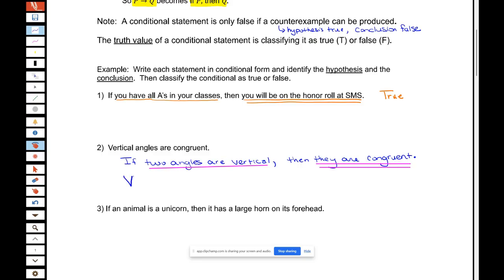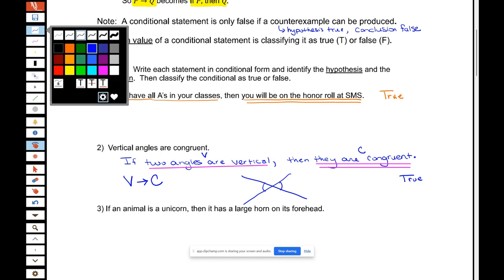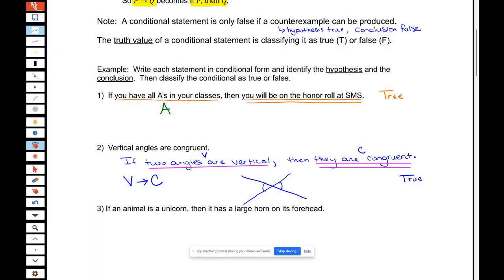And yes, you could write it in symbols. Let the hypothesis be V for vertical angles and the conclusion be C for congruent. And that is a true statement. It is one of the rules that we've learned so far this year in our first unit, that when you have two angles that are vertical angles, they are the same in measure. Now we could go back and do the first one in symbols if we want to. If you have all A's in your classes, we're going to let that be represented by A. Then you will be on the honor roll at SMS, HR. So having A's implies honor roll.